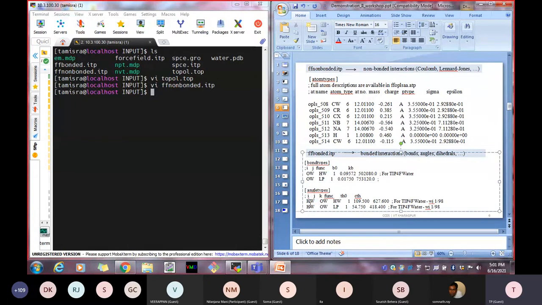Similarly, for the angles also, there are i, j and k, because there are 3 atoms, and the angle they make is also defined by a function. And here, it's the normal theta and the k theta that we will use. We have seen this expression in the morning several times. So here, this k theta and theta will be the normal degrees and the normal angle constant. So in this way, I can also show you.